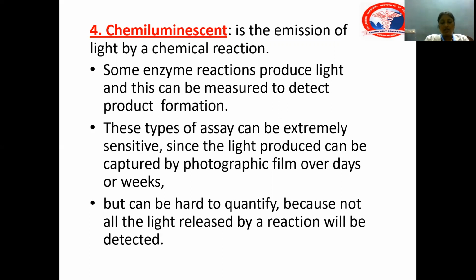That is luminescence. There is an emission of light upon chemical reaction. That is what we call chemiluminescence.